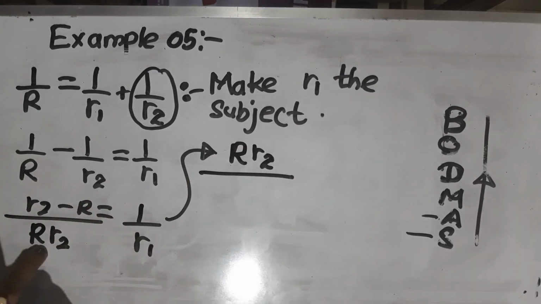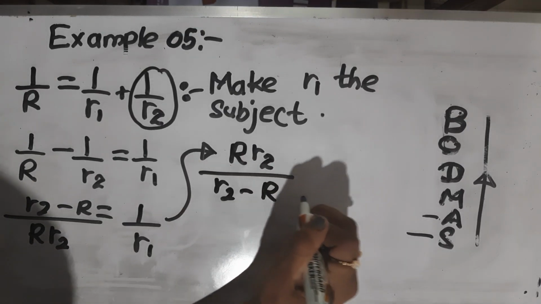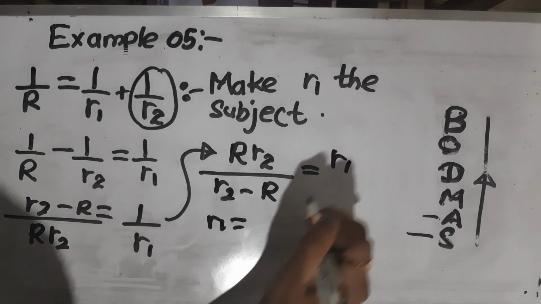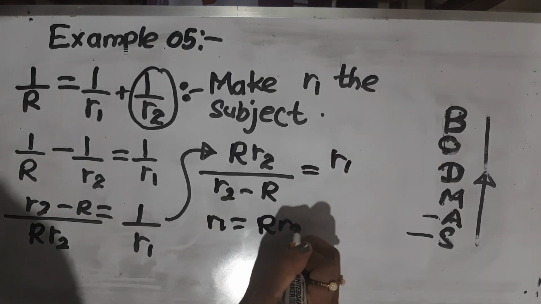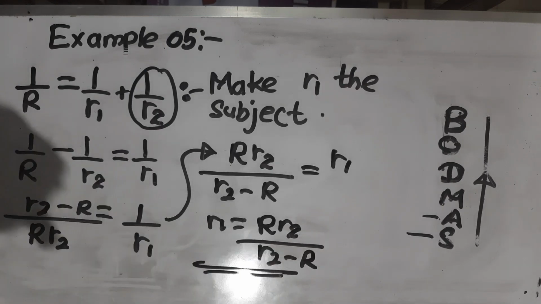R times R2 over R2 minus R equals R1. I'm changing the sides. R1 equals this. So here R1 is the subject. Hope you could understand and hope you enjoyed the video.